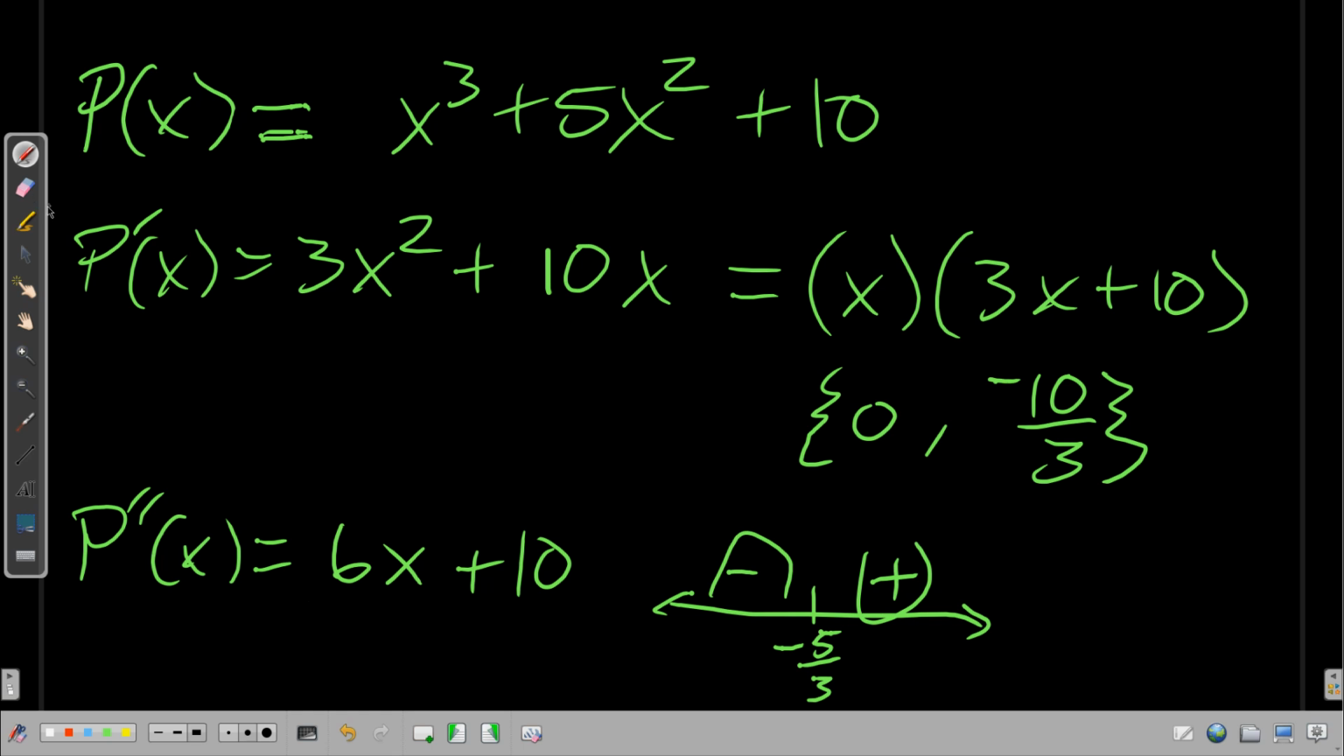And now 0 would be living over here, and negative 10/3 would be living over here. And which one of those has a minimum? It's 0.